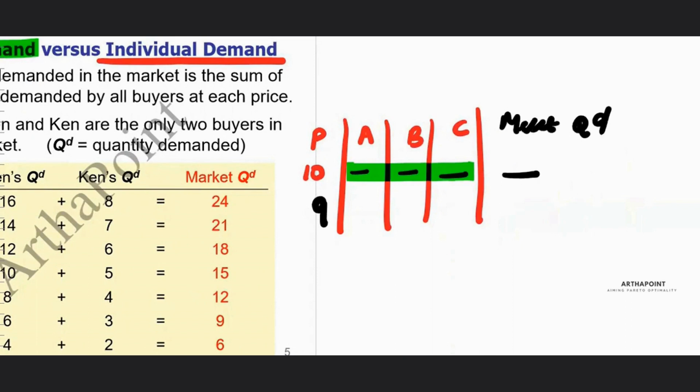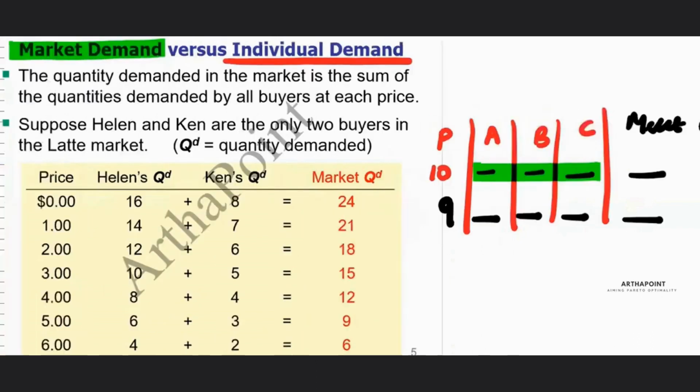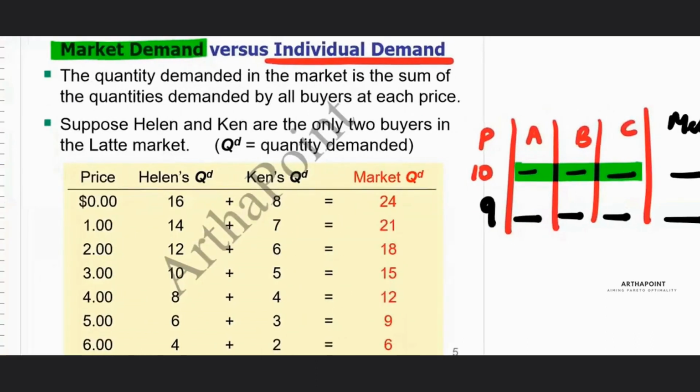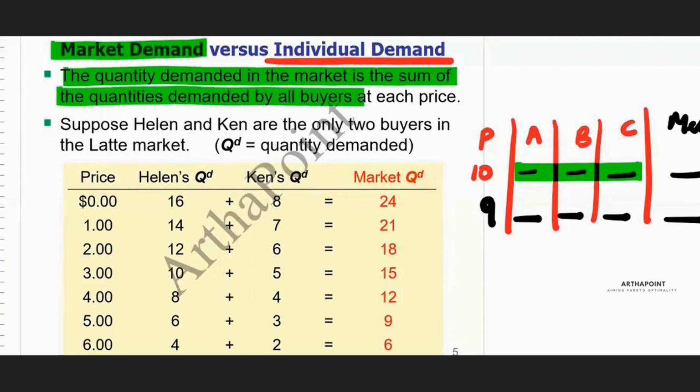Similarly, when the price is 9, what is the demand by A, B, C? I add them together and I get the market demand. So however many individuals exist in the market, if you add the quantity demanded by each individual together, you get the market demand. The quantity demanded in the market is the sum of the quantities demanded by all buyers at each price.